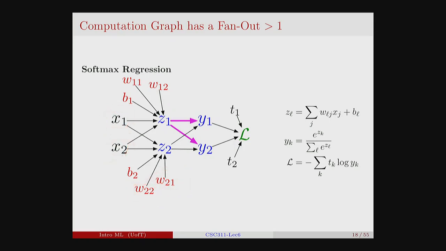And then for each of z1 and z2, we're going to apply the softmax operation. This set of arrows corresponds to the application of the softmax function, which you'll remember is going to exponentiate each of the values of z, and normalize it so that we have a probability distribution over these 2 classes. And then at the very end is our loss function that's going to take the targets and apply the softmax cross entropy loss.